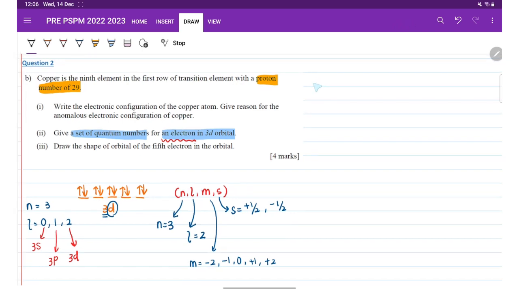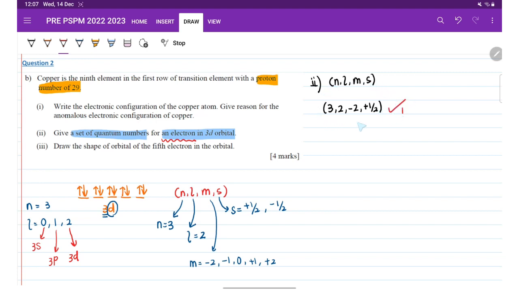So the answer you can give, give the answer in the form of N, L, M and S. One example answer is you can write 3, 2, negative 2 and positive half. So this is one of the answers you can give. And if you give one answer over here, this will be 1 mark.